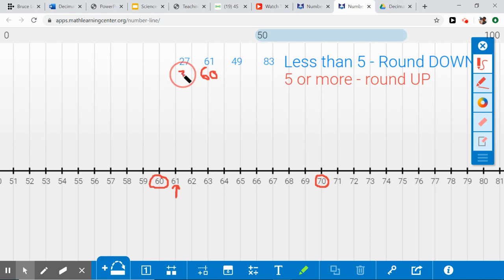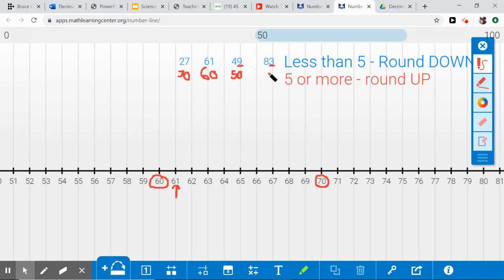So 27 was 30 and we rounded up. And you can see here, if the digit is less than 5, we round down. And if it's 5 or more, we would round up. So let's look at 49. We're looking at rounding it to the nearest 10. So therefore, it lies between 40 and 50. The ones digit is bigger than 5, so that would be rounded up to 50. And 83, we're looking at the ones digit this time.